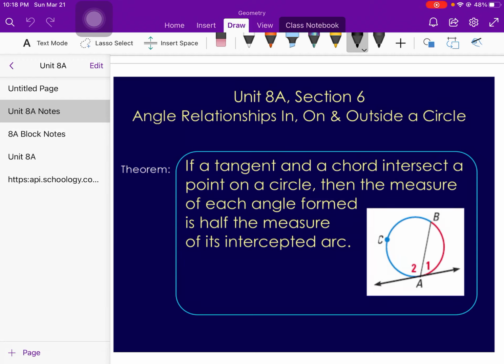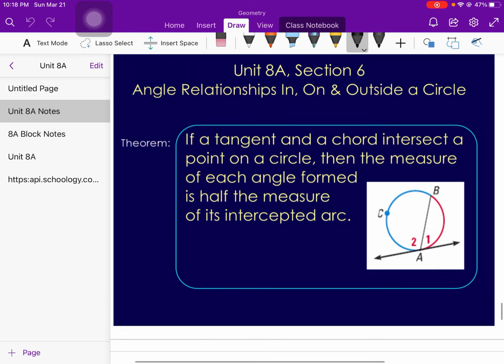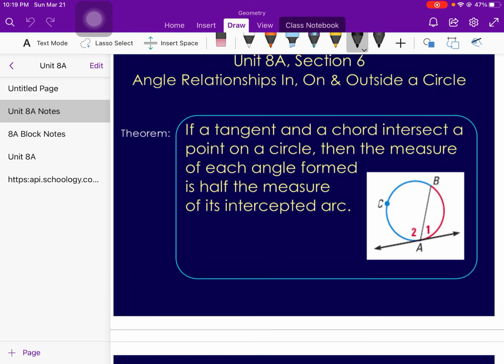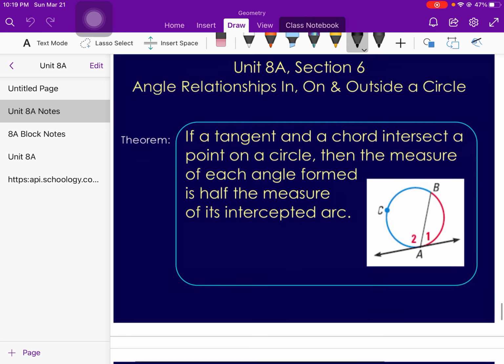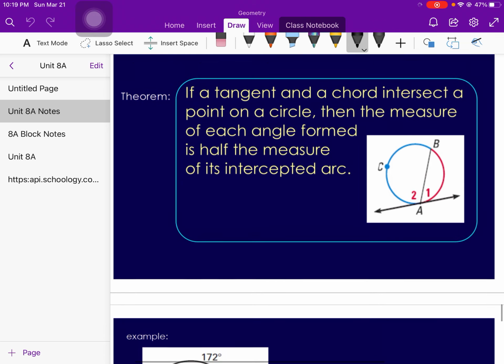Hey guys, welcome to Unit 8A, Section 6, which is angle relationships in, on, and outside a circle. So the first idea here is, if a tangent and a chord intersect at a point on a circle, then the measure of each angle formed is half the measure of its intercepted arc. So this is very similar to those inscribed angles.